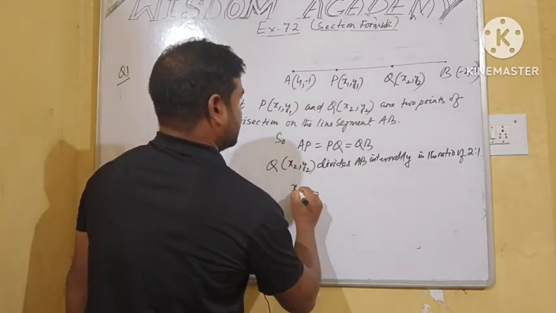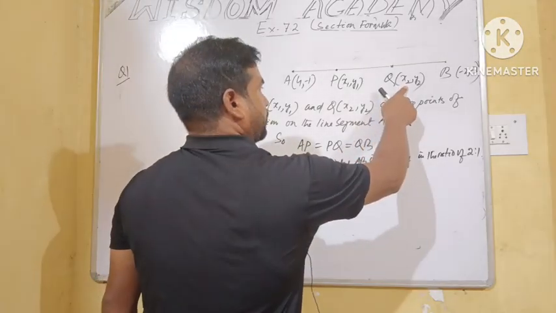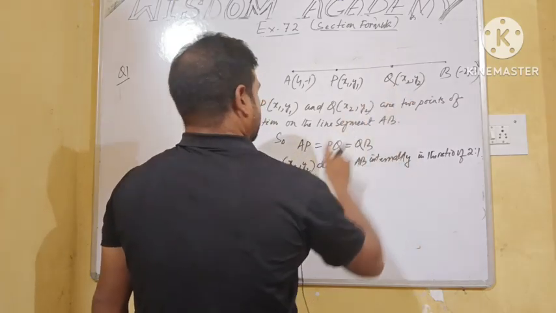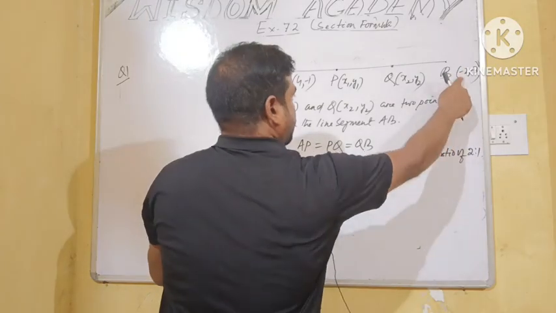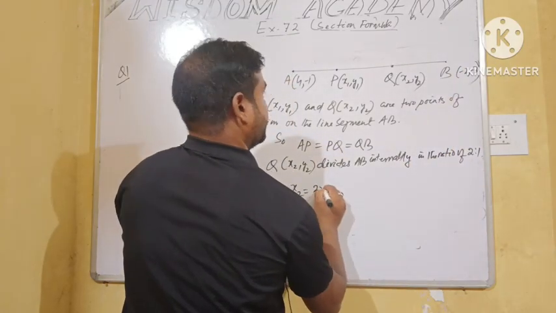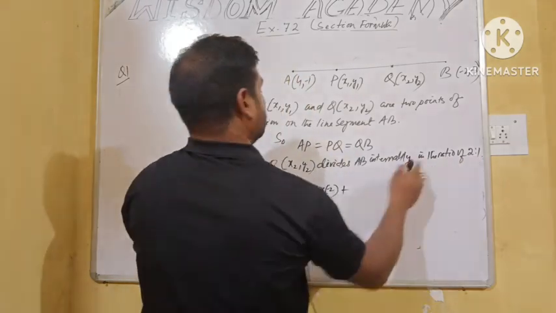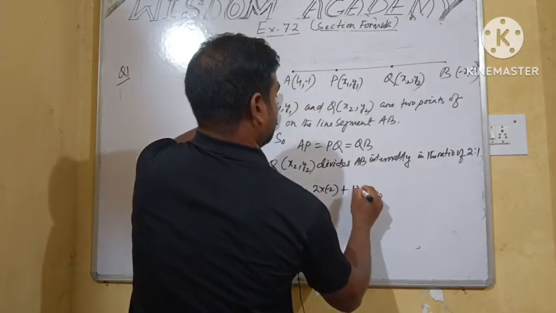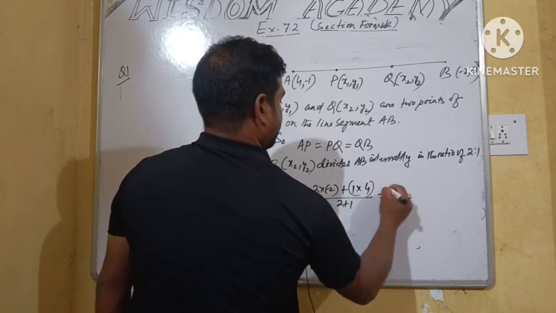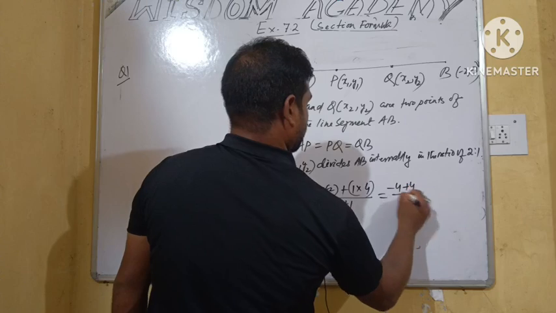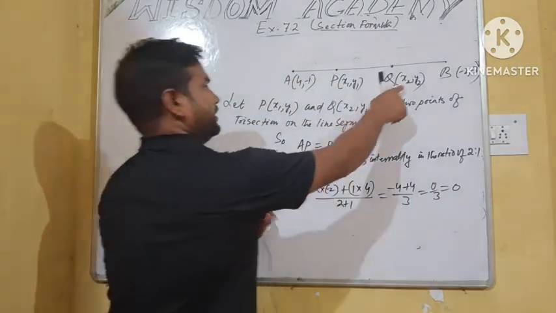So by using the section formula, we find the coordinate of Q. x2 is m1 into x2 (2 into minus 2) plus m2 into x1 (1 into 4) by 2 plus 1, which is minus 4 plus 4 by 3, 0 by 3, which is 0. The coordinate of x2 is 0.